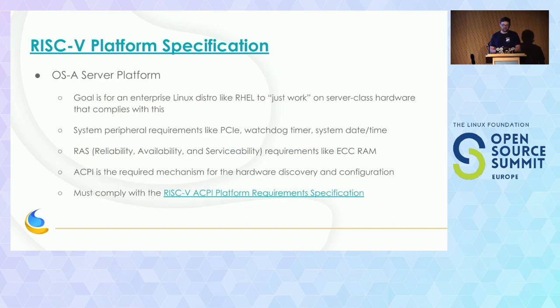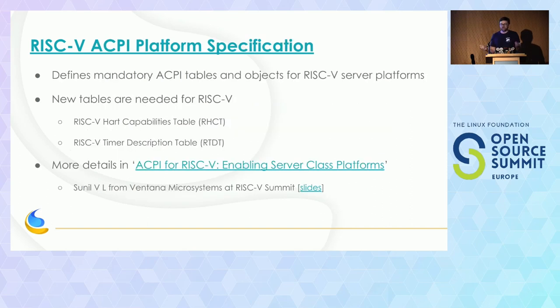But for the server platform, the goal is a little bit different. The goal is to be able to be compatible with enterprise Linux distros, and in that area, ACPI is quite common. So the server platform is going to mandate that ACPI needs to be used to describe the hardware instead of device tree. There's also additional things like requiring PCI Express, certain things like reliability, availability and serviceability, RAS, and requiring ECC RAM and similar things. These are all still in development, so there is the possibility to get involved and help define if you have ideas about what you think should be included in these different types of platforms.